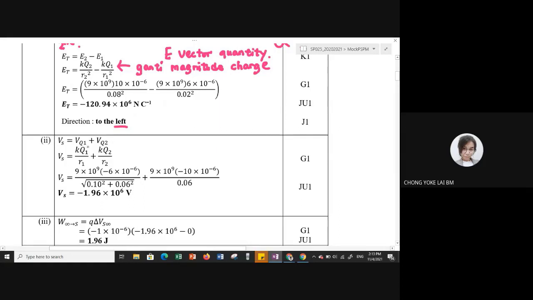So, how do we find V? Refer to the list of equations. So, we have KQ over R. So, VS must be KQ1 over R1 plus KQ2 over R2. So K is the Boltzmann constant. Q, be careful here. This is what we must really differentiate. This is what students often miss.